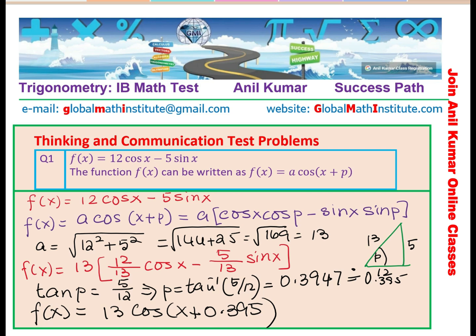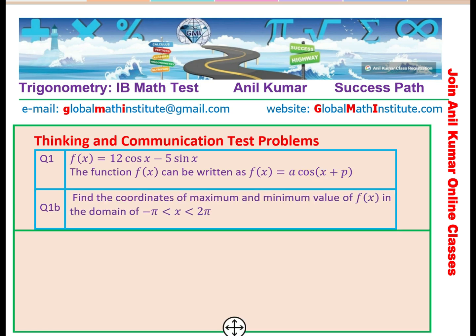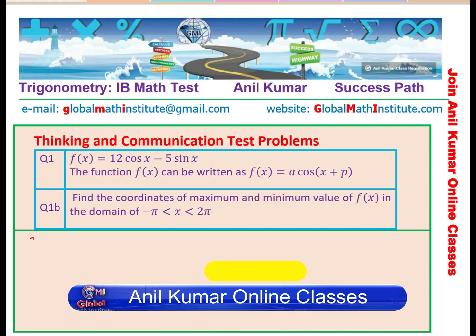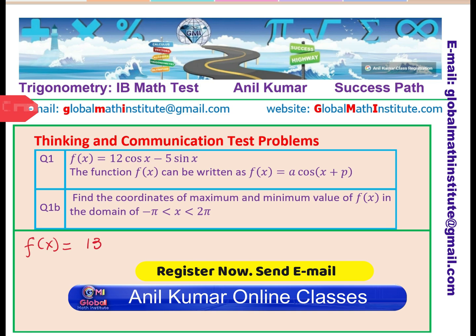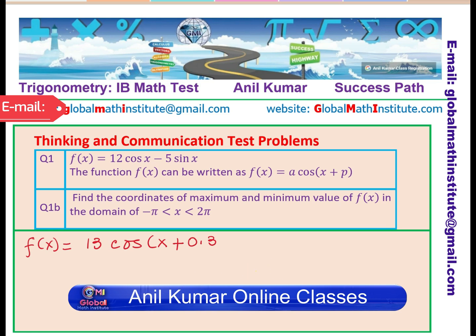But you could actually solve it even without a graphing calculator. So, do you see that? Once again, you could actually expand the right hand side and then correlate and get the answer. So, that is how you get the equation. Now, let me rewrite the equation which we got. So, we got f of x as equal to 13 times cos of x plus 0.395.